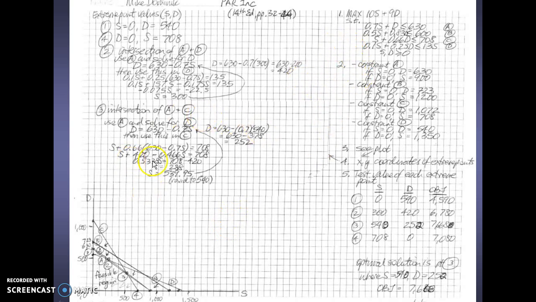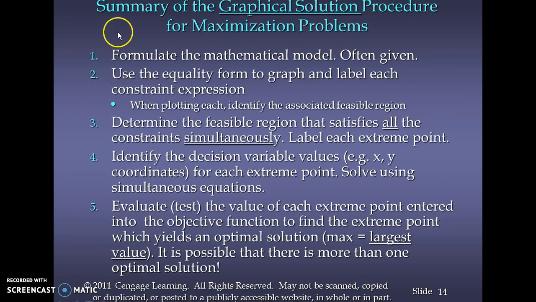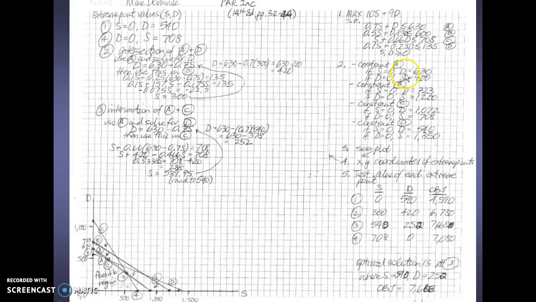So when we come back to the steps, second step, use the equality form to graph and label each constraint expression. So step number 2, constraint A. Let's follow along here. If we set S equal to 0, D will be equal to 630. If D is set to 0, then S will be equal to what? You'd have to divide 630 by 0.7, so S would be equal to 630 divided by 0.7, that would be 900.